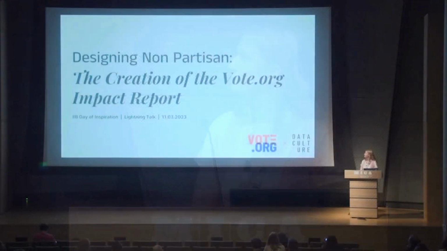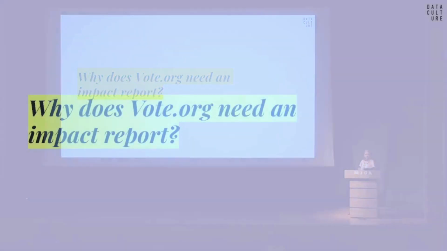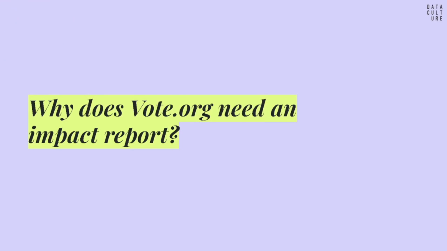I'm here on behalf of Data Culture to talk about our building and designing of the Vote.org impact report, but really want to focus on the challenges that we faced in trying to make it as nonpartisan as possible. So first of all, why does Vote.org need an impact report?